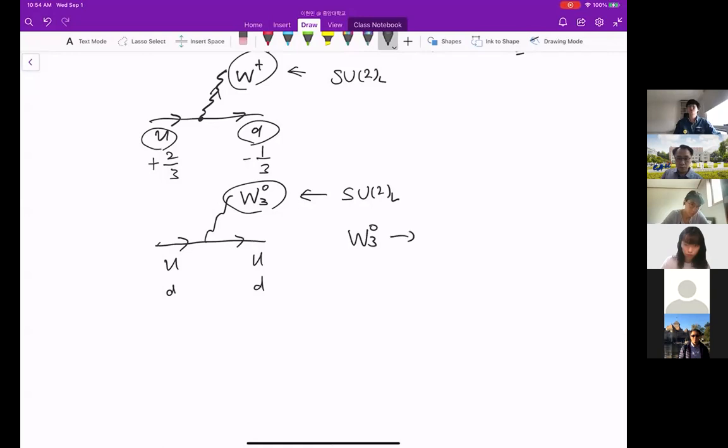It can be decomposed into the Z boson and the photon after the symmetry is broken, so spontaneous symmetry breaking. And this is the Z boson, and this is the photon.